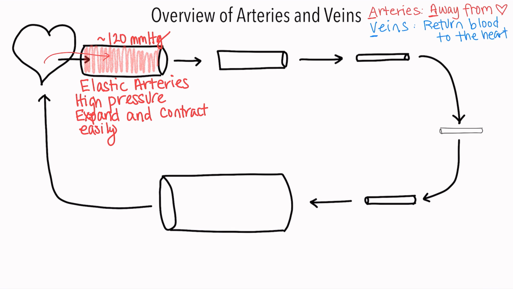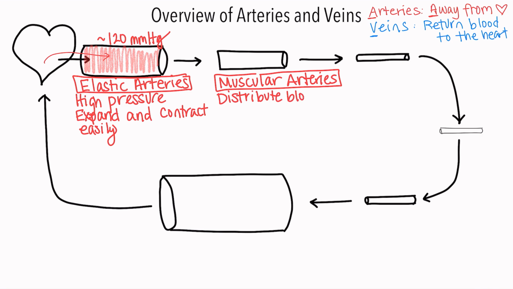And then the next big arteries are called the muscular arteries. And the muscular arteries distribute the blood to the different organs. So for like the kidneys, you would have the renal artery. So this is going to distribute blood to the organs. They can constrict a little bit. And they might do this in order to limit flow to certain organs.